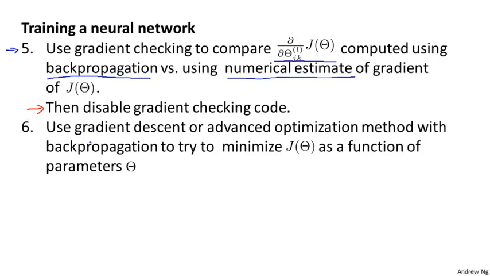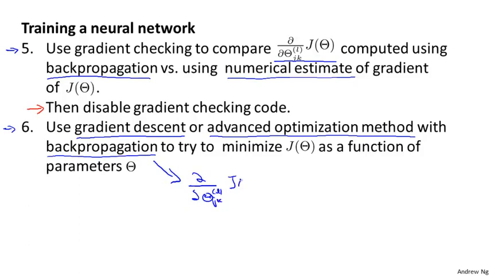And finally, we use an optimization algorithm such as gradient descent or one of the advanced optimization methods such as LBFGS or conjugate gradient, as embodied in fminunc or other optimization methods. We use these together with backpropagation. Backpropagation is the thing that computes these partial derivatives for us. So we know how to compute the cost function, and we know how to compute the partial derivatives using backpropagation. So we can use one of these optimization methods to try to minimize J of theta as a function of the parameters theta.